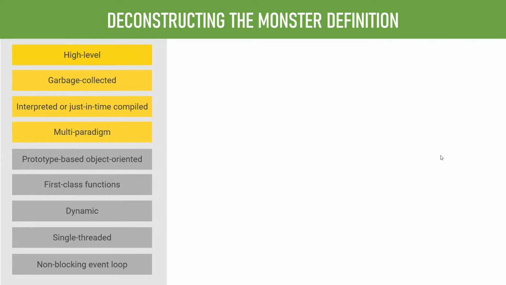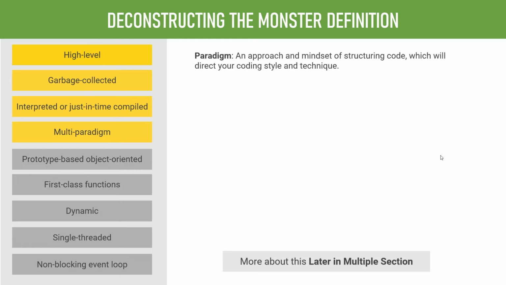Now, one of the things that makes JavaScript so popular is the fact that it is a multi-paradigm language. Okay? In programming, a paradigm is an approach and overall mindset of structuring our code, which will ultimately direct the coding style and technique in projects that use a certain paradigm. And this definition still sounds kind of abstract, but don't worry, it will become more clear as we move on.